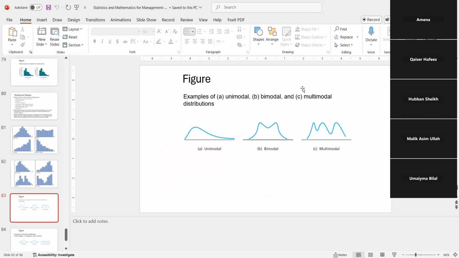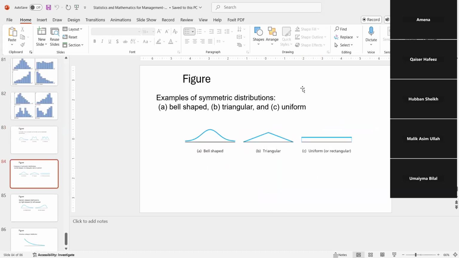Mainly the graph types we are interested in are unimodal, where only one bump is formed. Only one bump, one peak point, is termed as unimodal. If we have two peak points in the data set, we call it bimodal, and if we have many peak points in the data set, it is termed as a multimodal data set.